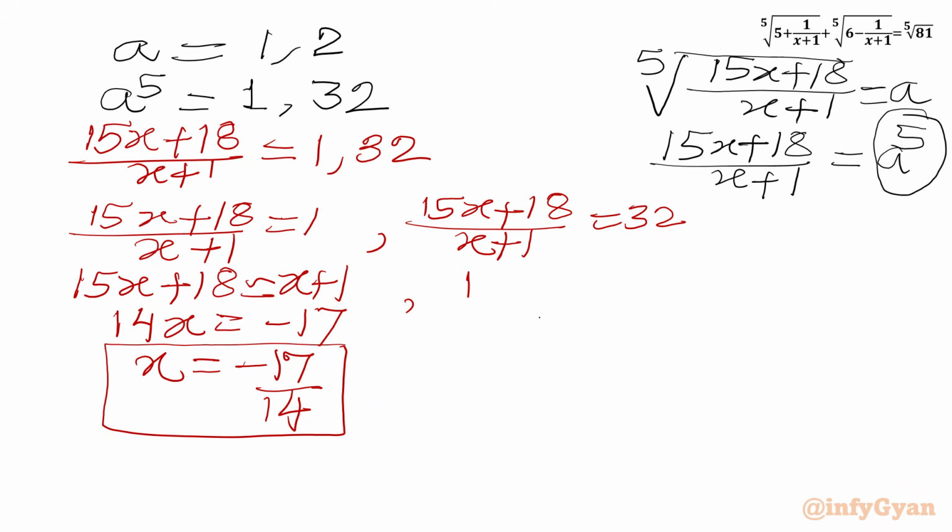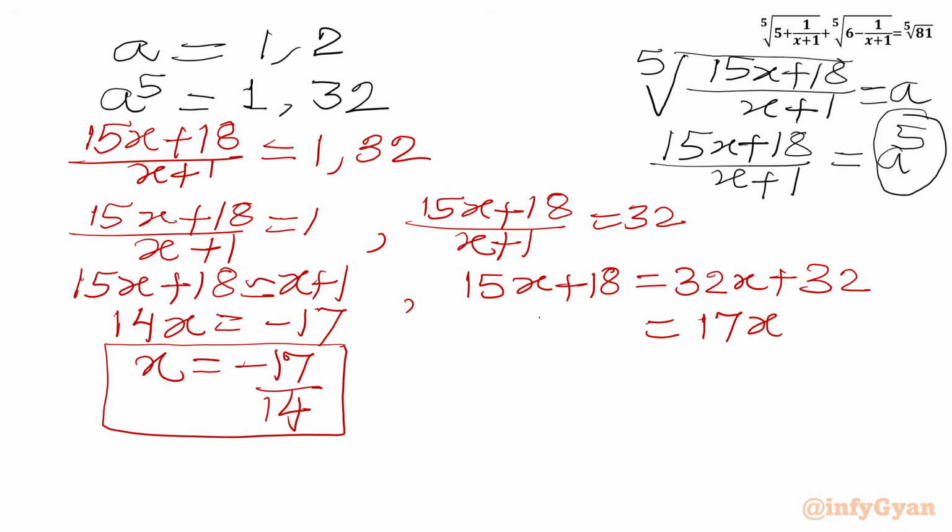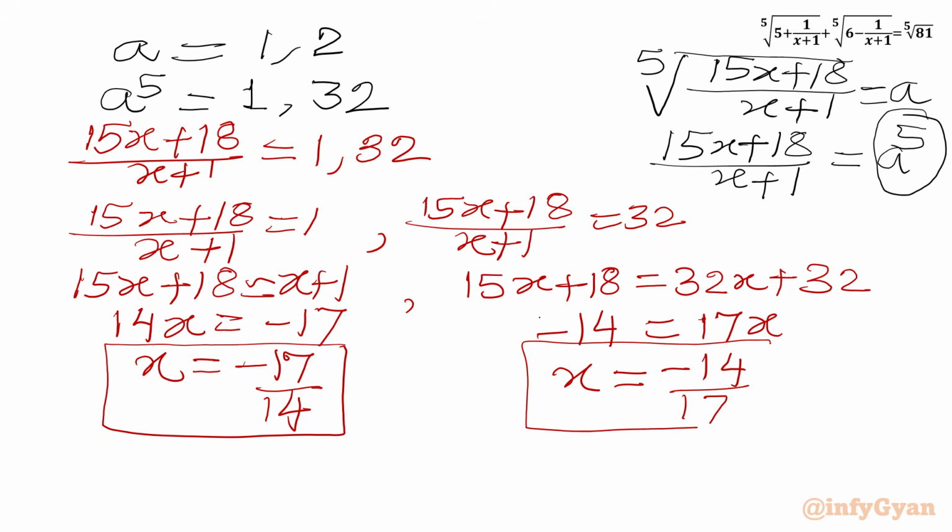Here we will cross multiply and get 15x + 18 = 32x + 32. We'll take 15x to the right hand side. So 32x − 15x is 17x, and 18 − 32 on LHS will be −14. By dividing by 17 on both sides, we get our second real solution, −14/17. So we have two real values of x. The first one is −17/14. The second one is −14/17.